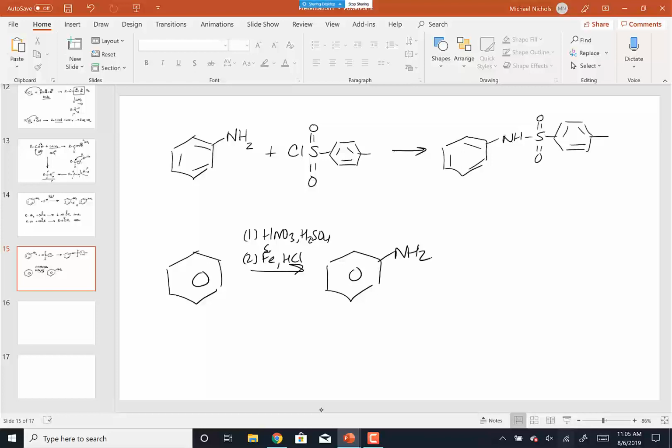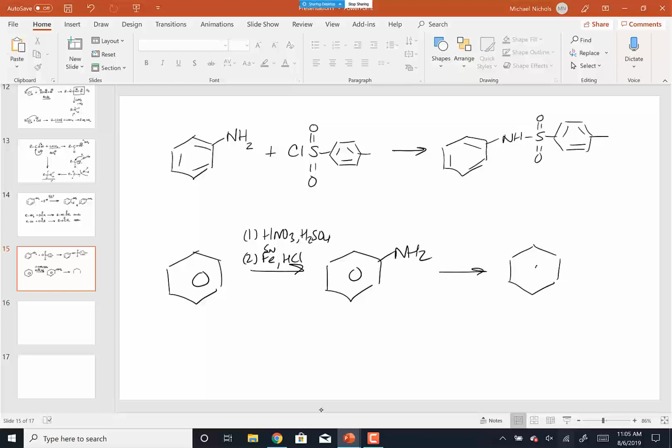Fe or... So put a nitro group on the ring, reduce it down to NH2. And we can put the NH2 group on the ring.